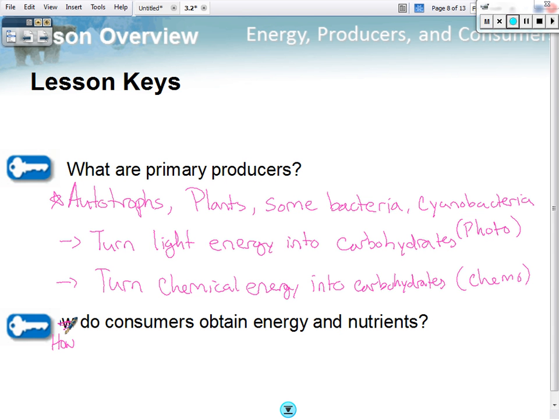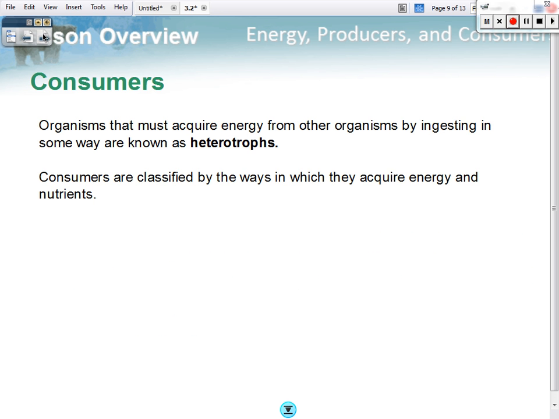How do consumers obtain energy and nutrients? Well, we got a sciencey word in here that we think we know. Consumers, they take in, but let's go ahead and define that one first. Consumers must acquire, which means get, energy from other organisms by ingesting. There's another big word that just basically means eat for the most part, or take in. They are known as heterotrophs. They have to eat or take in to get energy.